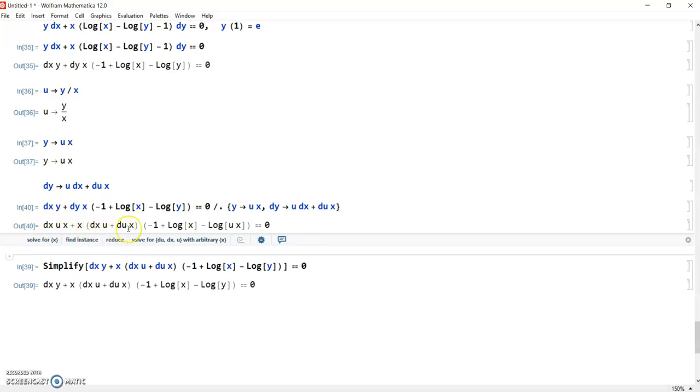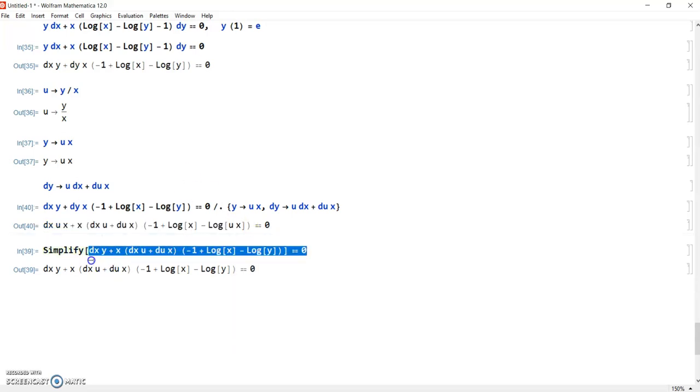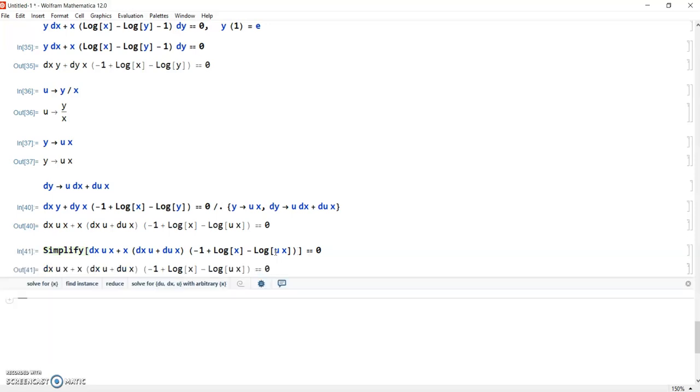Now in this case, we can see that there are no y terms over here, but we still need to simplify it. Okay, so let me take this from here and copy it here. Okay, so now I enter it. So I get these values.